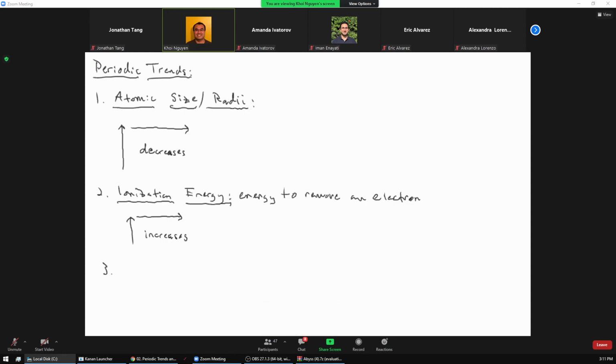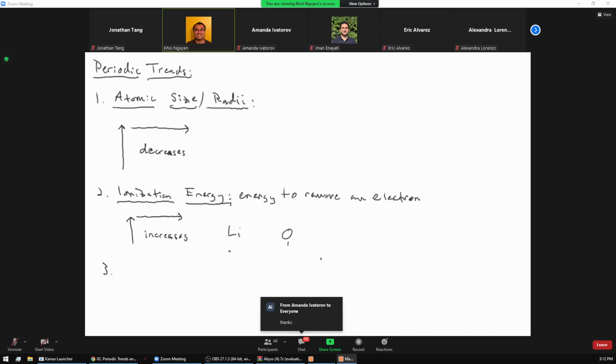So ripping an electron from oxygen would be harder than ripping an electron from lithium. So it increases going to the right and up, right? If you're looking at lithium versus oxygen, for your example, where's oxygen compared to lithium? Oxygen is farther to the right. So ripping an electron from oxygen would be harder than ripping an electron from lithium. You would require more energy, so oxygen would have a higher ionization energy than lithium. Does that make sense? My trend is correct, right? That's what it's telling me.